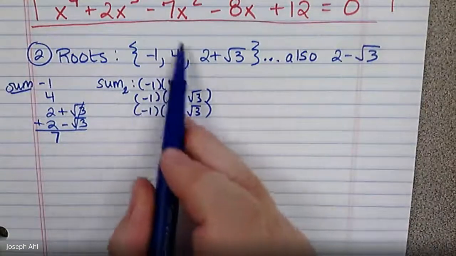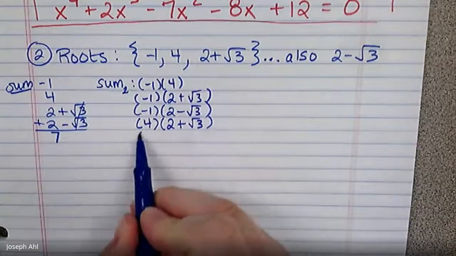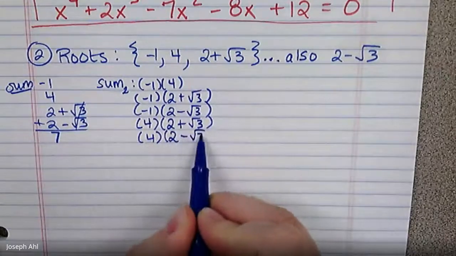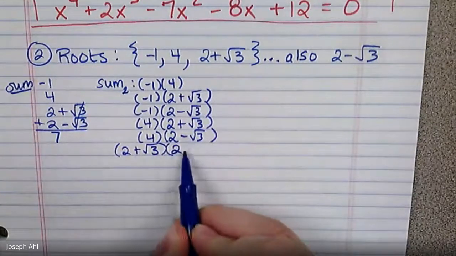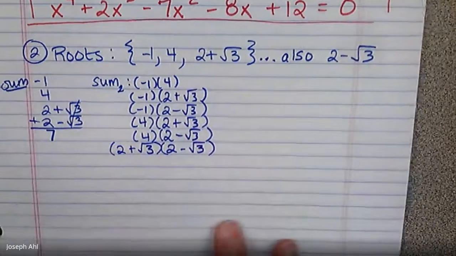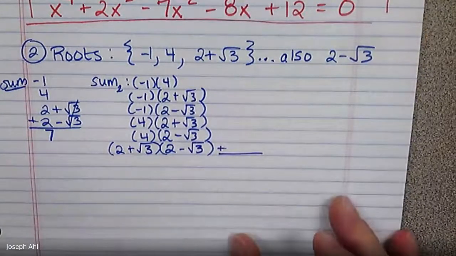And then I would move on to the 4. 4 can go with 2 plus radical 3. It can go with the 2 minus radical 3. And finally, the last pairing would be the conjugate, 2 plus radical 3 and 2 minus radical 3. So I'm going to find all those products and add them up.